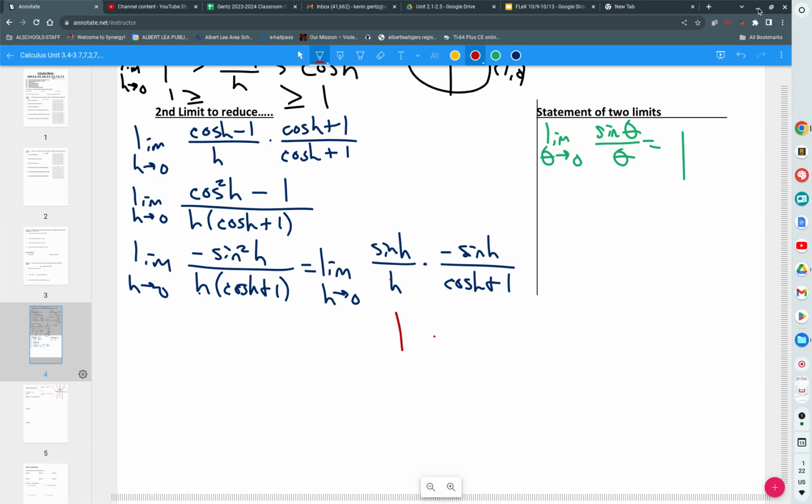Times, now I'll plug 0 into the second. What is sine of 0? 0. And if you plug 0 into the bottom, cosine of 0 plus 1 is 2. So you get 1 times 0 over 2. What is 1 times 0 over 2? 0. So your second limit, the limit as theta goes to 0 of cosine of theta minus 1 over theta, is the second limit that we wanted to show, and we showed that thing is 0.